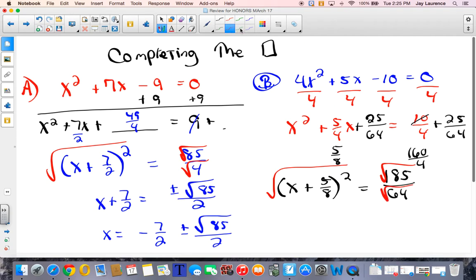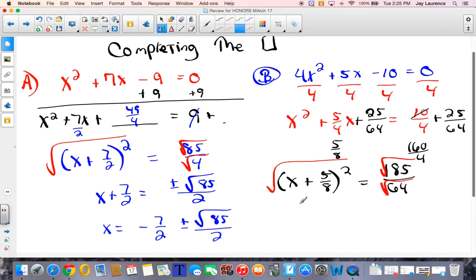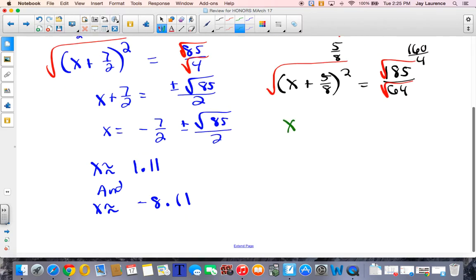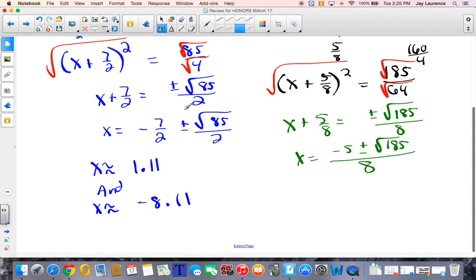I don't believe 185 is a perfect square, and so I'm going to get x plus 5/8 equal to plus or minus square root of 185 over 8. And so x is going to equal negative 5 plus or minus square root of 185 over 8. And yeah, I skipped this step right here. I went right to that. So now I'll go to my calculator and get the decimal approximations.